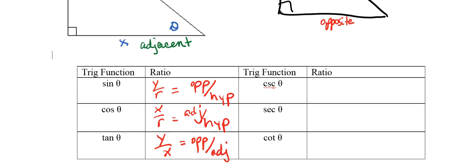Now if you can remember, cosecant, secant, and cotangent are the reciprocals of sine, cosine, and tangent, so I can take these terms and just flip them upside down. Hypotenuse over opposite. Hypotenuse over adjacent. And adjacent over opposite. It would be helpful if you could memorize at least the first three trig functions, sine, cosine, and tangent. Reciprocals you can always just flip.